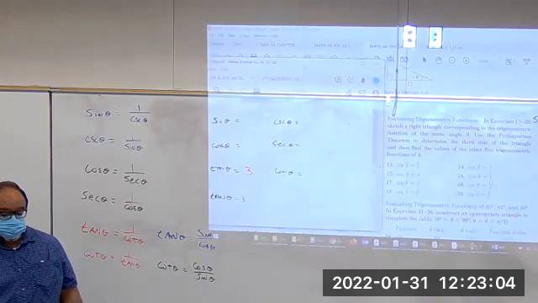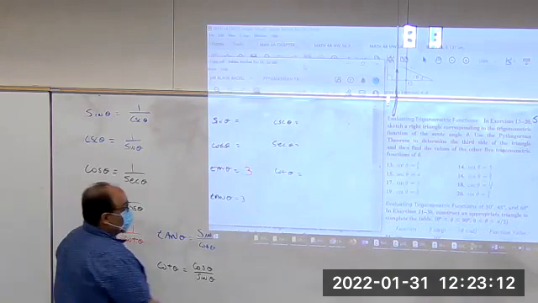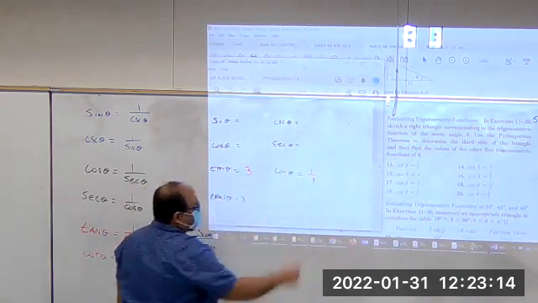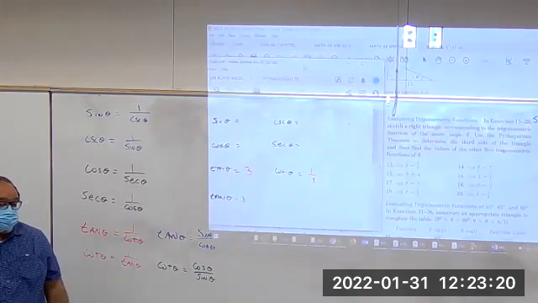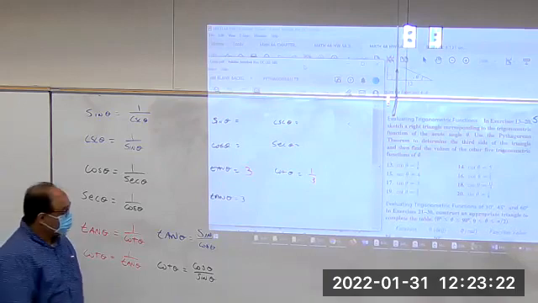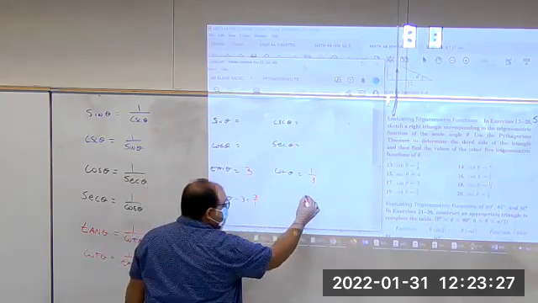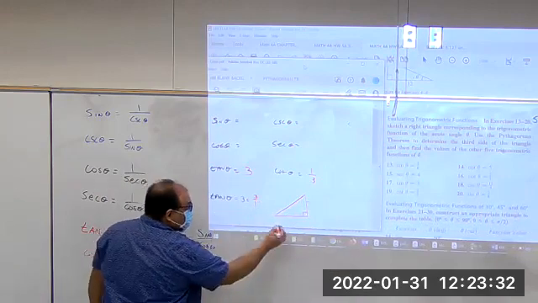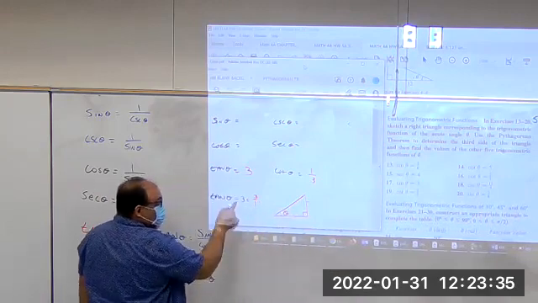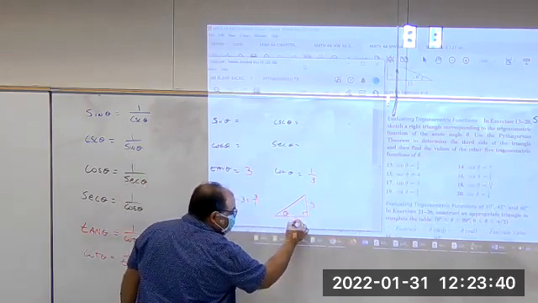And if you know tangent, what else do you know? You gotta know cotangent because you just gotta flip over the tangent. What's the reciprocal of 3? 1/3. If you know one, you know at least two. But if you know one, you know them all. So this is 3 over 1. Make a right triangle. So tangent theta is opposite over adjacent. A 3 over a 1.